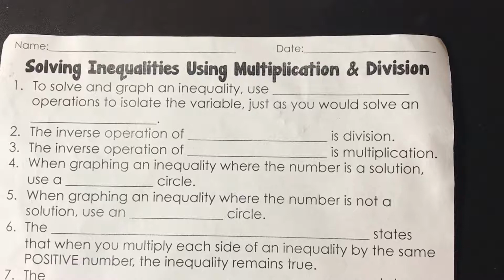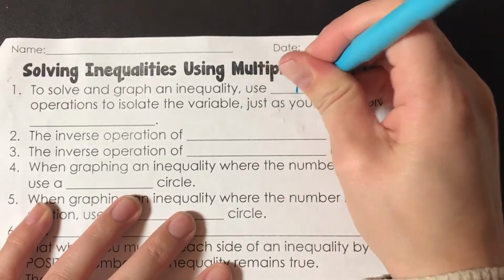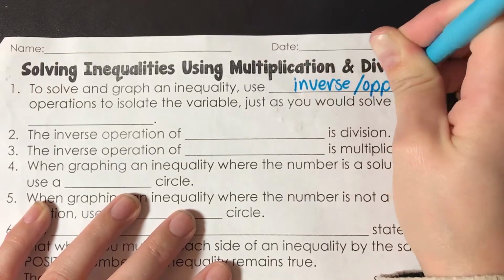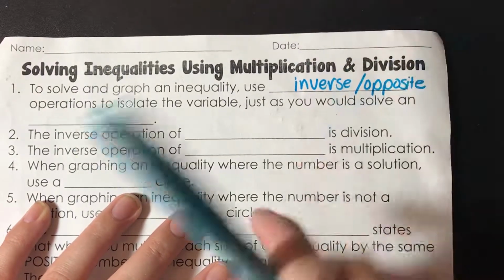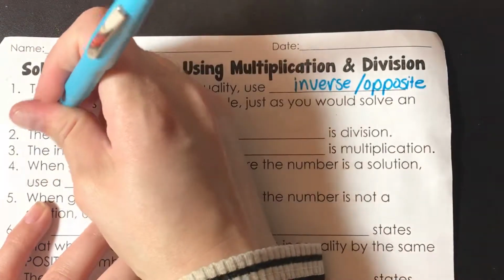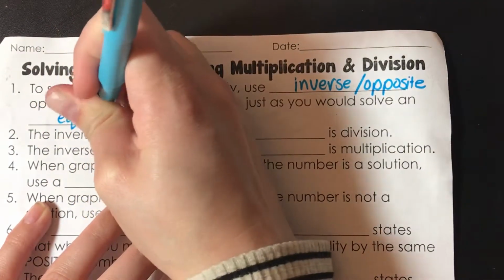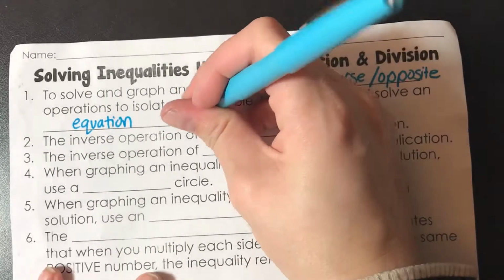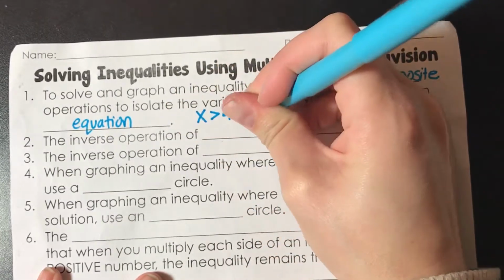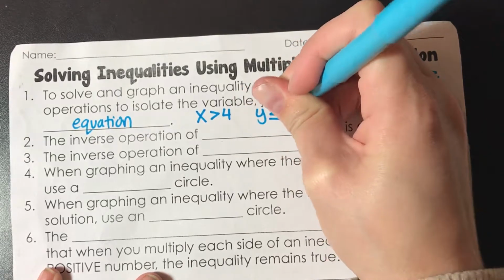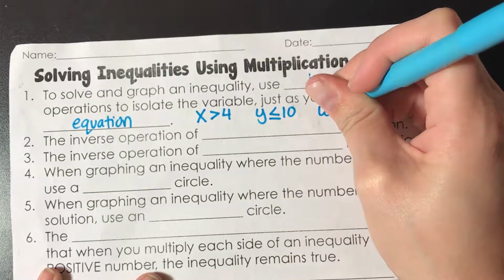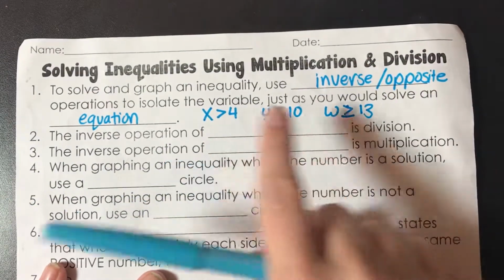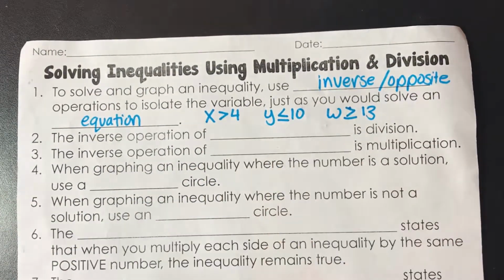In order to graph an inequality, you again have to use the inverse or opposite operations to isolate the variable just as you would to solve an equation. You want the variable by itself, like x is greater than 4, or y is less than or equal to 10, or w is greater than or equal to 13. This is what you're aiming for. That way you can actually graph the inequality.